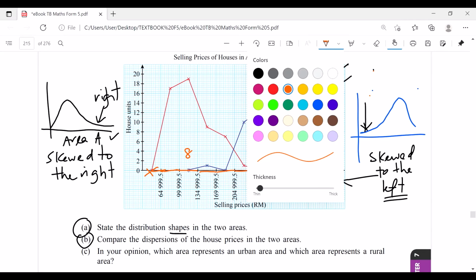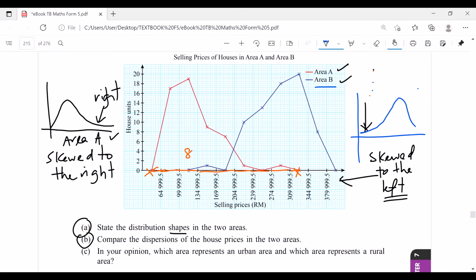And then for area B, this is the lowest, this is the highest value. So 1 2 3 4 5 6 7, and this one is half, also 8. So not much difference. The dispersion is approximately the same, even though the distribution shapes are different.